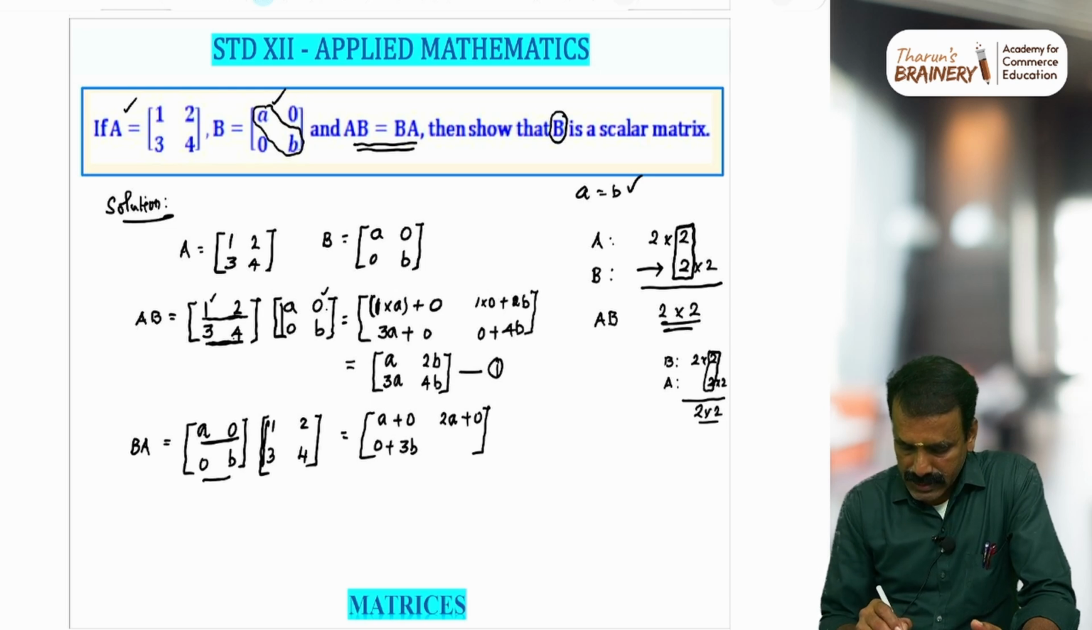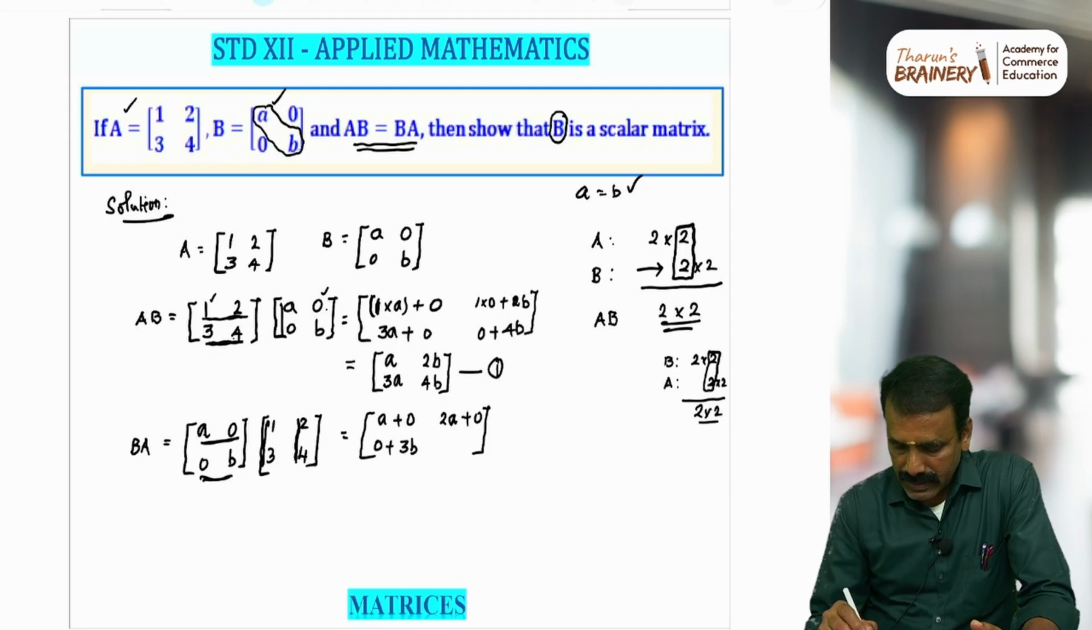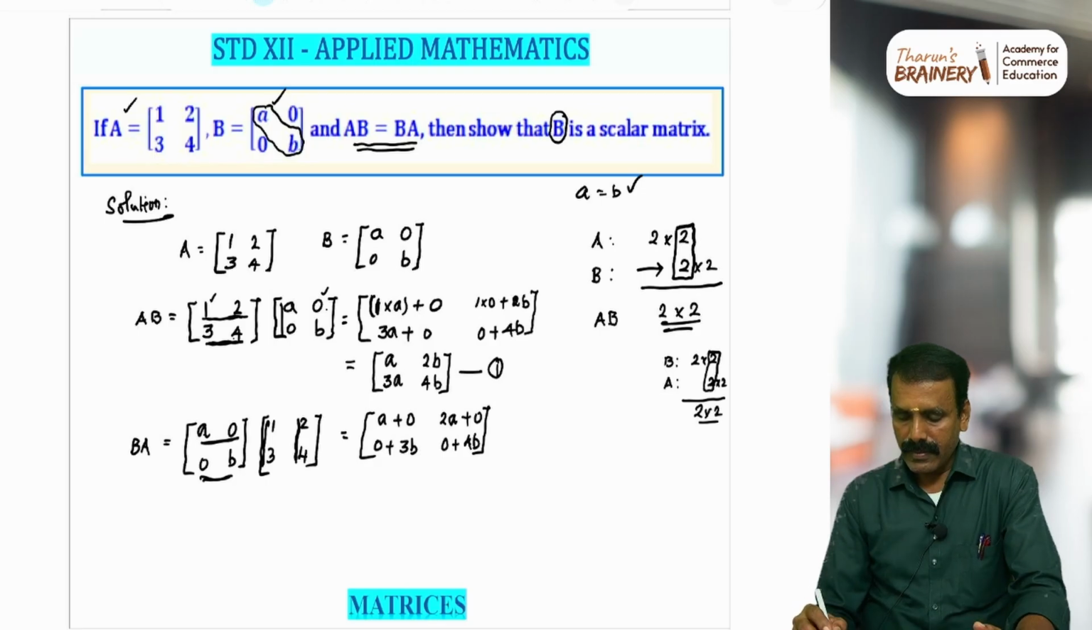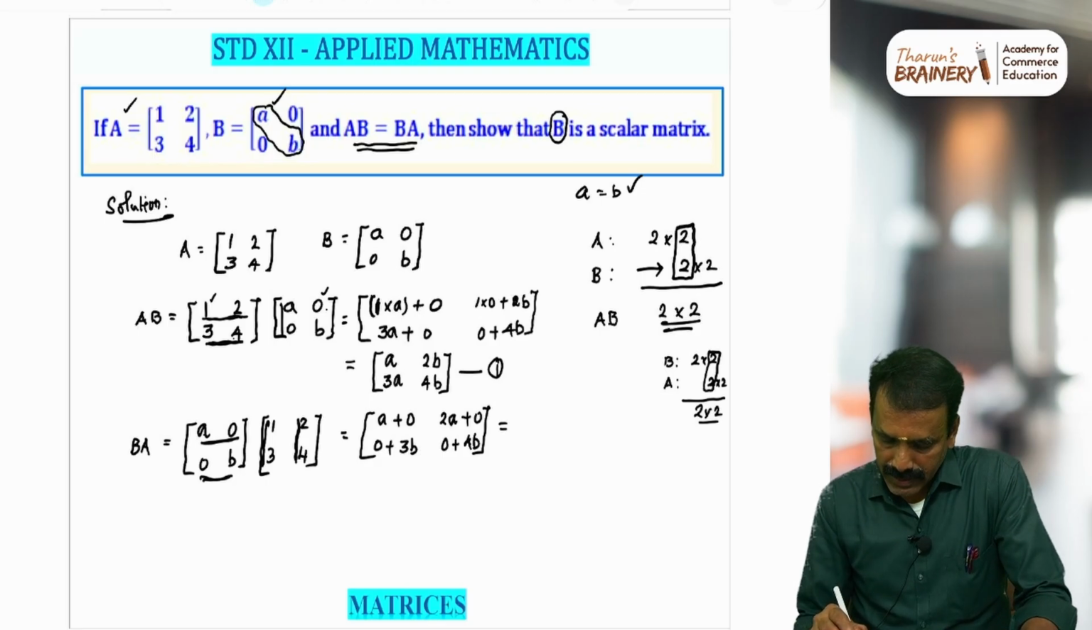Second row multiplied with the second column. So the first element is multiplied with the first element. So 0 into 2, 0. The second element is multiplied with the second element. That is 4B. So when you simplify, it is going to be equal to A, 2A, 3B, 4B. This is your second matrix.